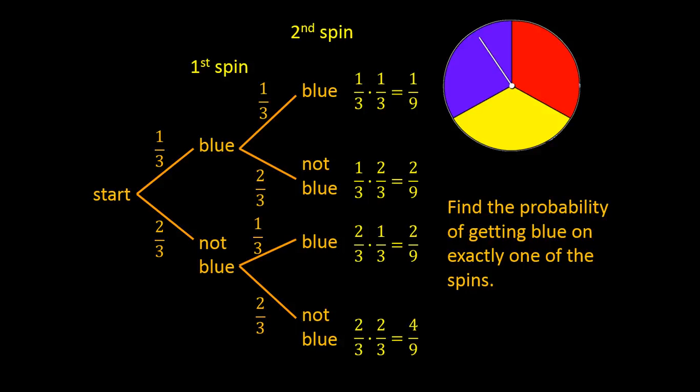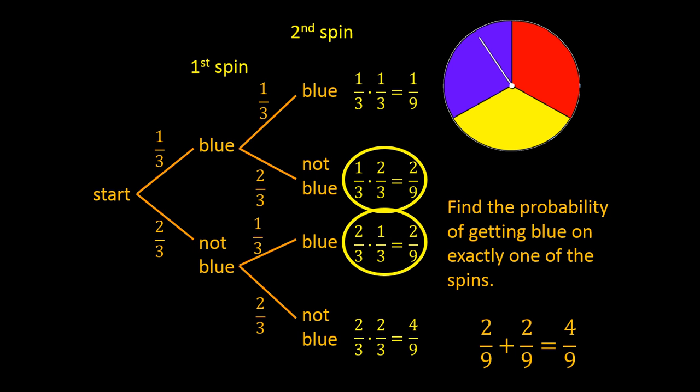But we want to know the probability of getting blue on exactly one of the spins. That happens here when we get blue on the first spin and not blue on the second. And it also happens here where we get not blue on the first spin and blue on the second spin. So we can get one or the other of those possible things happening. So the total probability of getting blue on exactly one of the spins is the sum of those probabilities. 2/9 plus 2/9 is 4/9.